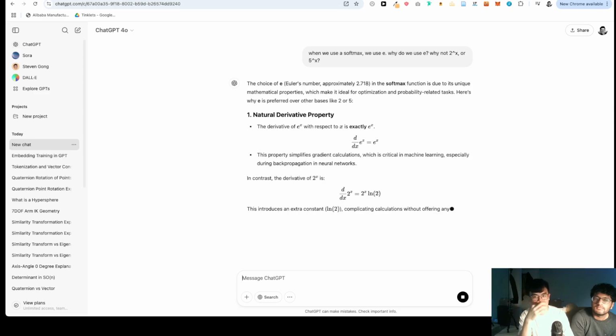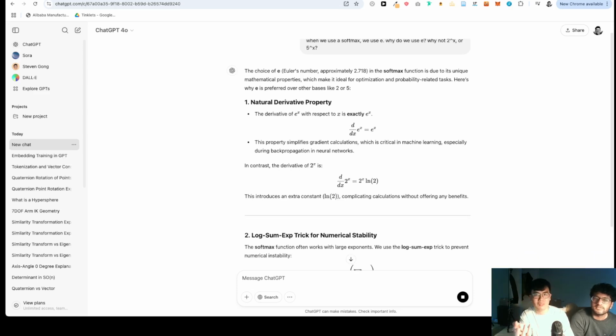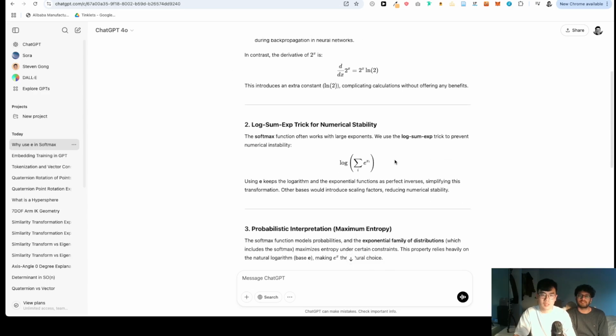Oh, because of the derivative. But the derivative of 2 to the x is 2 to the x? No, it's 2 to the x times ln 2. Oh, also the log-sum-exp trick. I forgot about this completely.